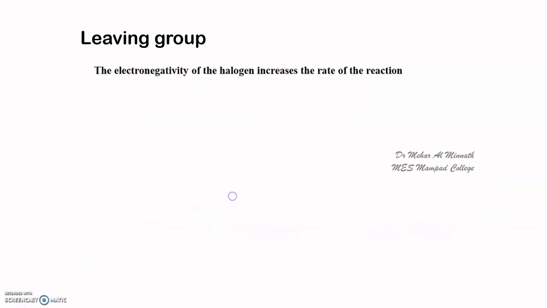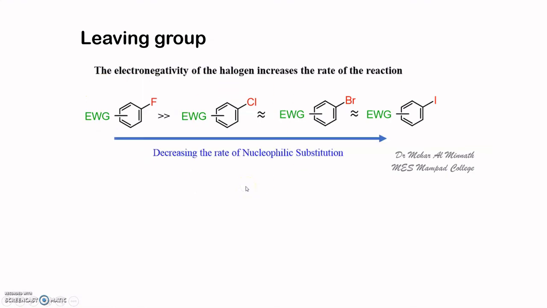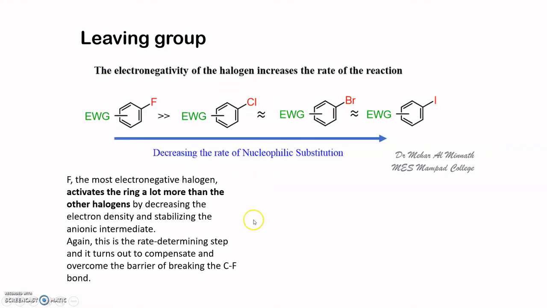Now, the electronegativity of the halogen, as I said earlier, increases the rate of reaction. That's why, if the leaving group is fluorine, the reaction will be faster. With the same electron withdrawing group but different halogens, the fluoride compound will undergo faster reaction. It is because fluorine is the most electronegative halogen, and it will activate the ring a lot more than the rest of the halogens, and it will also stabilize the anionic intermediate.